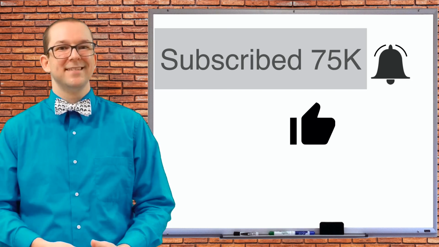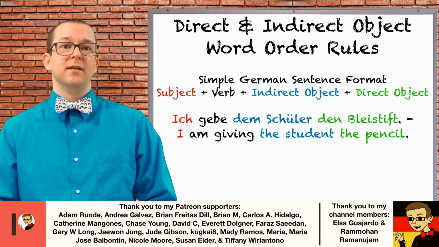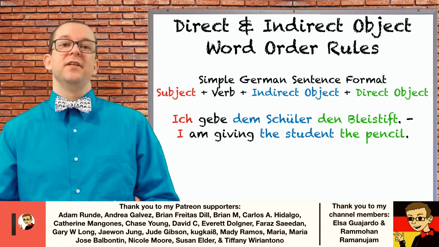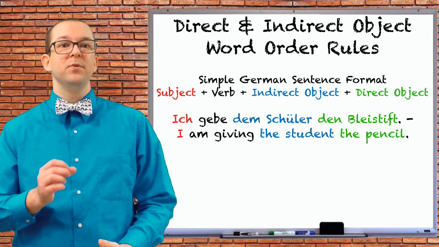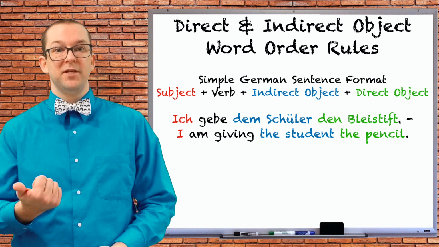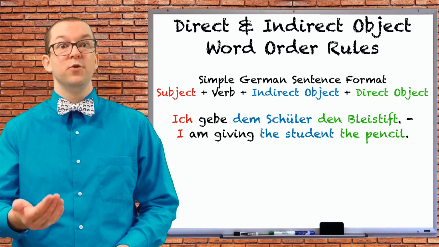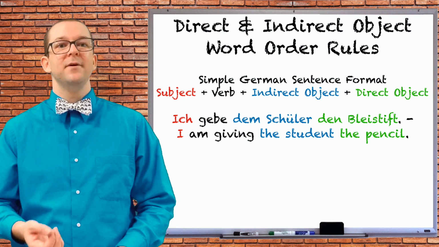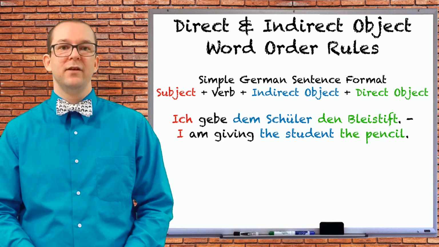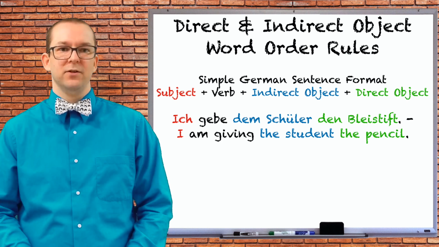Also, los geht's! Let's just jump straight into the important bit, and the reason the title of this video is what it is. In a simple German statement, you start with the subject. The verb is in second position, and then comes the indirect object, followed by the direct object. Ich gebe dem Schüler den Bleistift. I am giving the student the pencil.